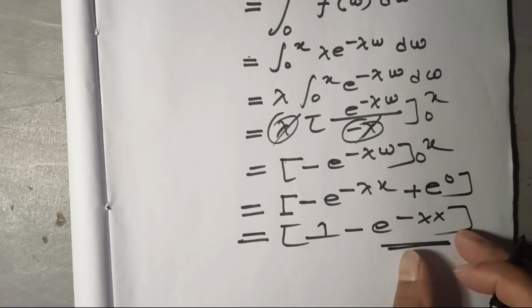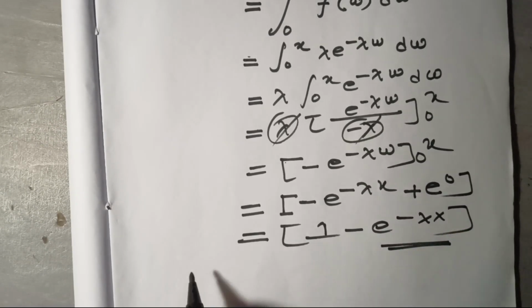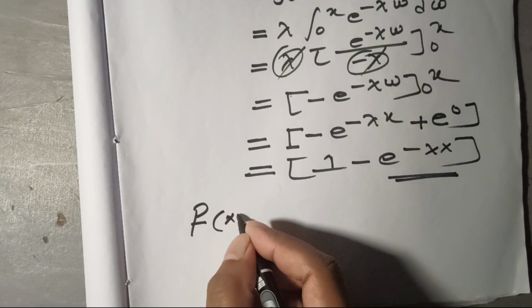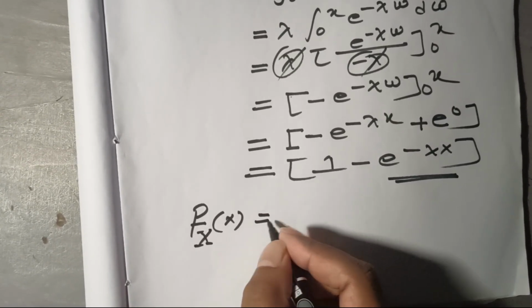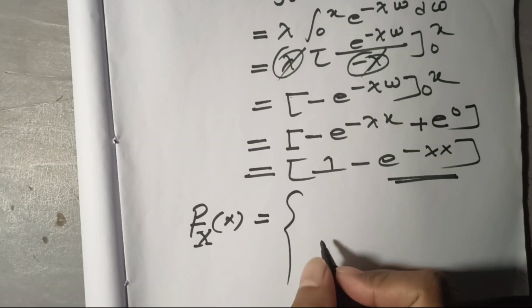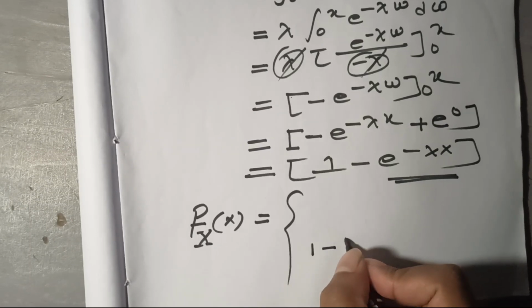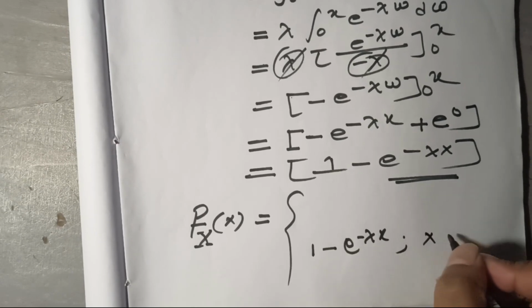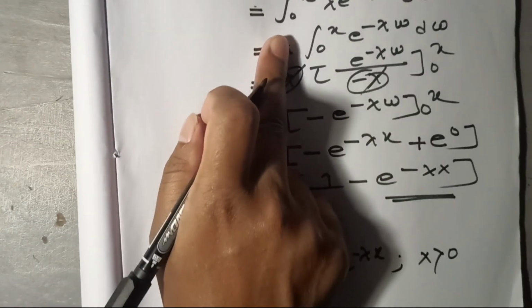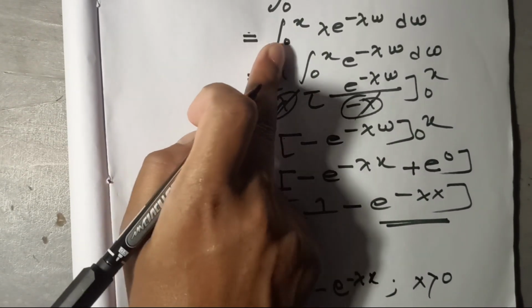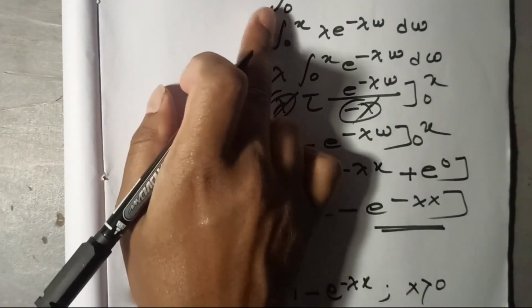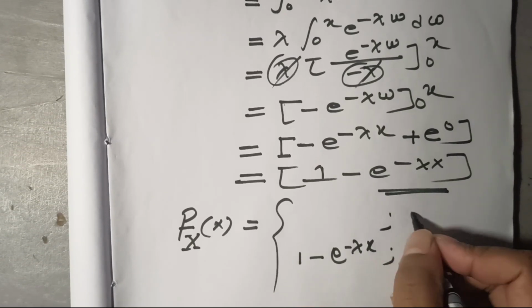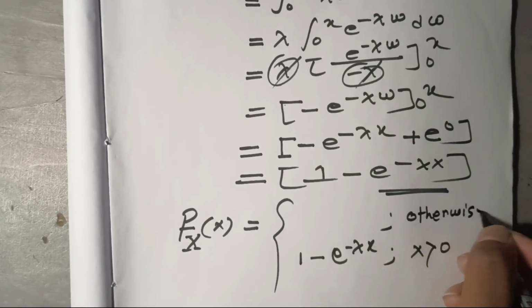So this is the CDF of exponential distribution, and we can write it formally like this: F of x equals 1 minus e to the power minus lambda x, where x is greater than 0, because we take the x observation as starting from 0. So when it starts from 0, we find this function, and otherwise we find 0.